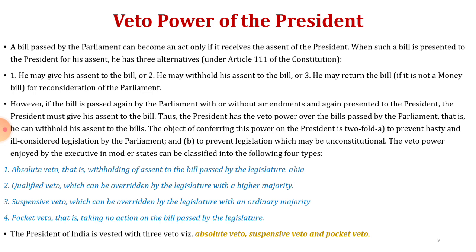The president of India is vested with three vetoes, that is absolute veto, suspensive veto and pocket veto. So our president of India has three vetoes: absolute, suspensive and pocket veto.